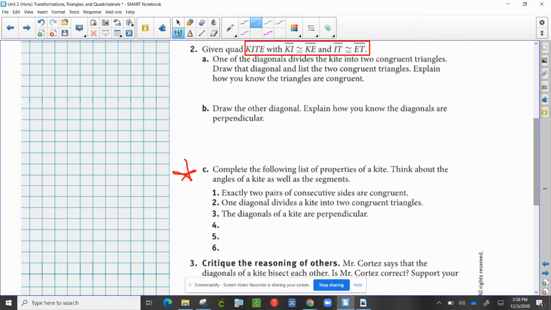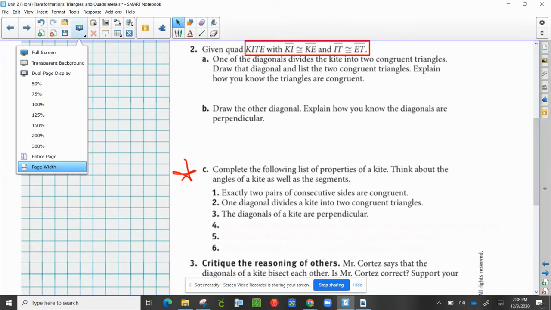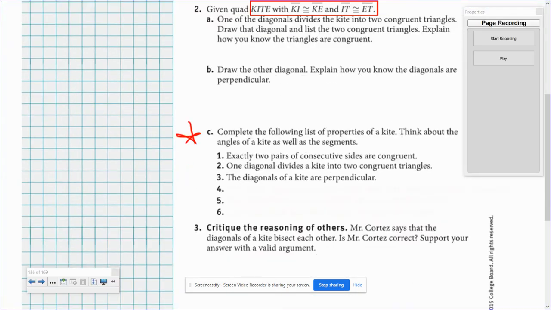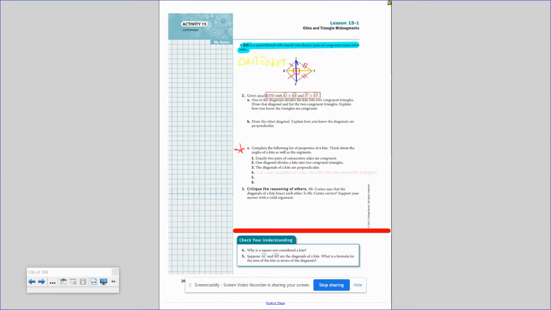Okay, next let's look at number 4. Now I'm going to make this a big screen so we can see the picture and the properties together. The next one here is number 4, where it says the diagonal divides the kite into two isosceles triangles. So let me move that diagonal here. If I look at this diagonal IE, we can see we have two isosceles triangles.